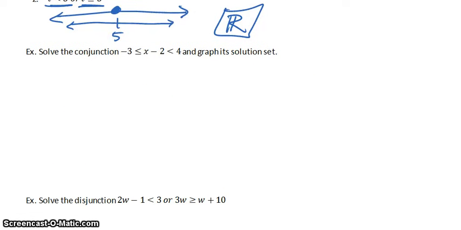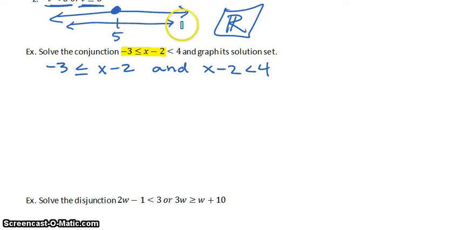Now we're going to solve the conjunction and graph its solution set. I'm going to show you 2 ways to solve it. First way is we can rewrite this using an and. So I can say that -3 is less than or equal to x minus 2, and x minus 2 is less than 4. This is your first one, and this is your second one, okay?